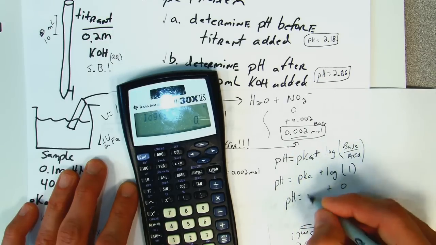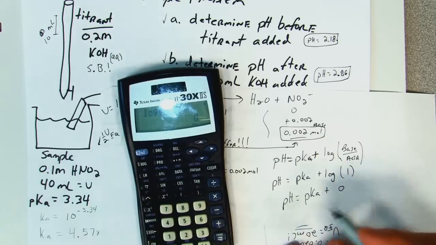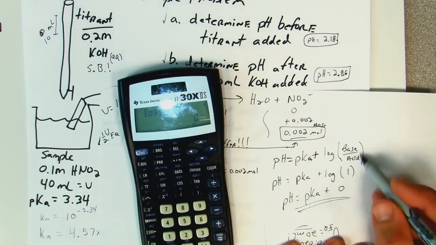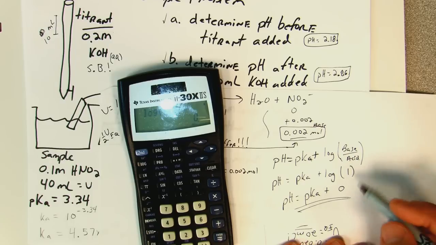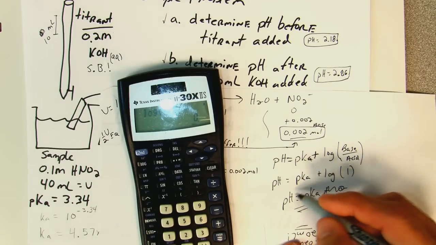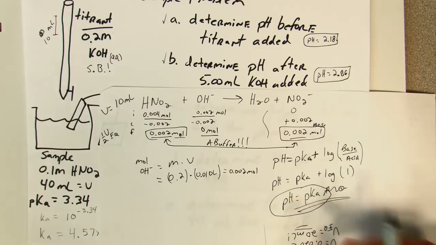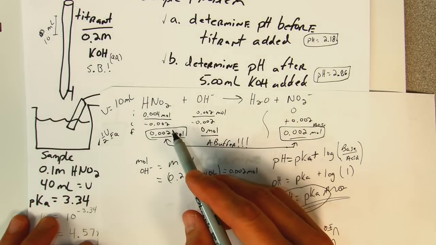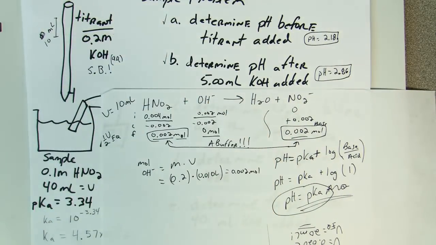So we are at a special point on our curve. Because the concentration of the base and the acid are the same, the log of 1 becomes 0, and the whole equation reduces down to pH equals pKa. So at this halfway point of the titration, when you've added half the equivalence volume of titrant, you're at a very special point on the titration curve.